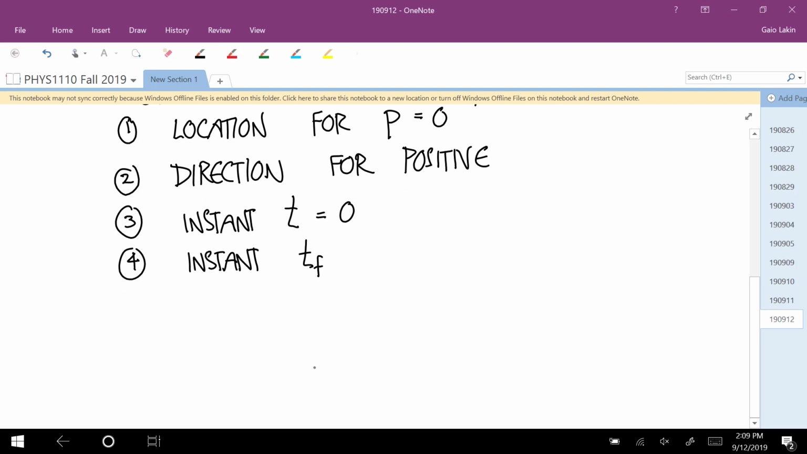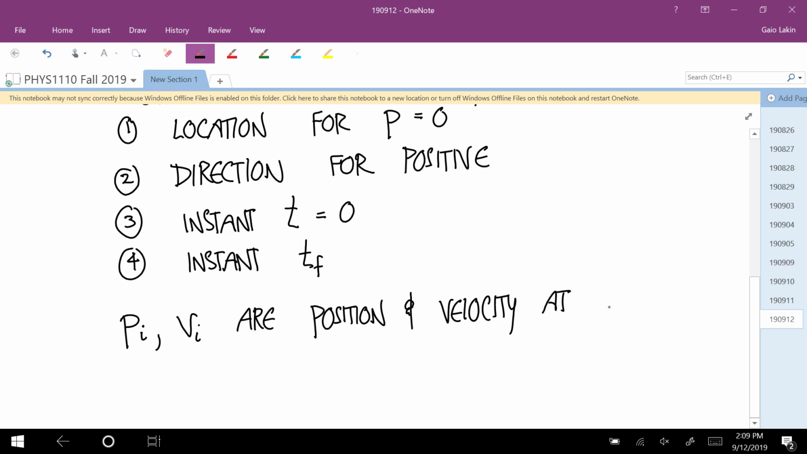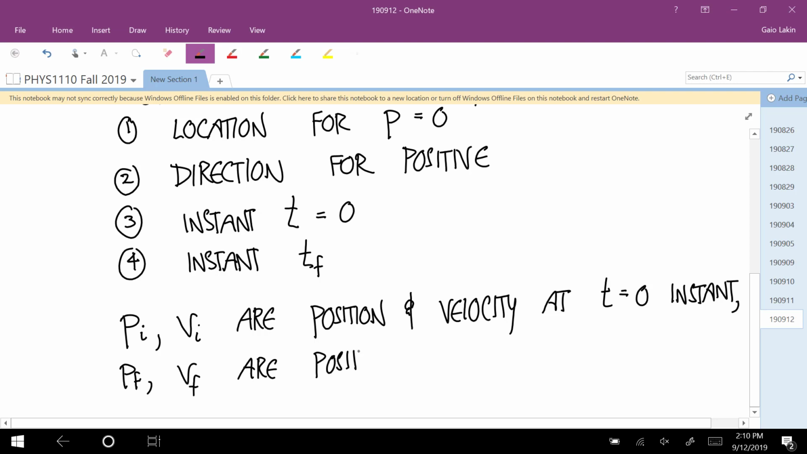And then based on those decisions, the variables p sub i and v sub i are the position and velocity at the time equals 0 instant. p sub f and v sub f are the position and velocity at the time final instant.